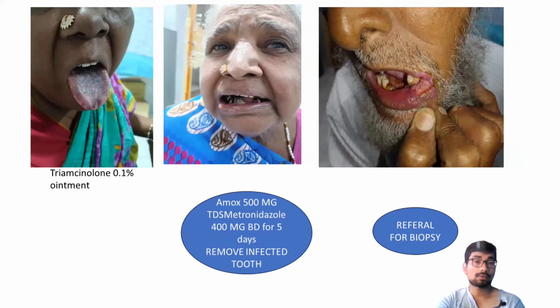So, for example, this is oral lichen planus. We give triamcinolone 0.1% ointment. This is an infected gum because of a cavity tooth, which causes lip swelling. We give antibiotic for initial management, followed by removal of the infected tooth. This is an ulcer in the angle of the mouth, which may lead to cancer. So we can do the biopsy. For biopsy, we have to refer.